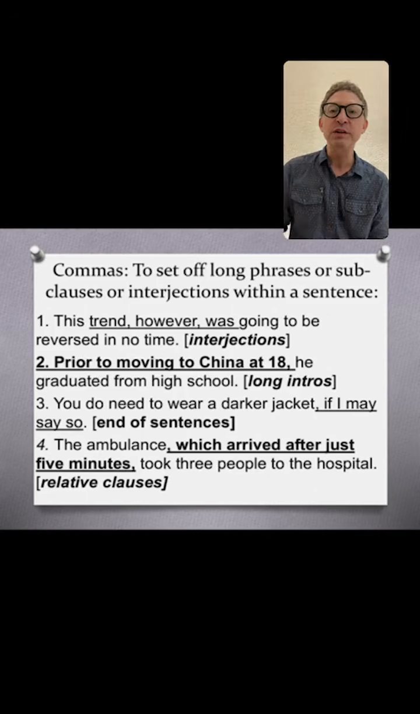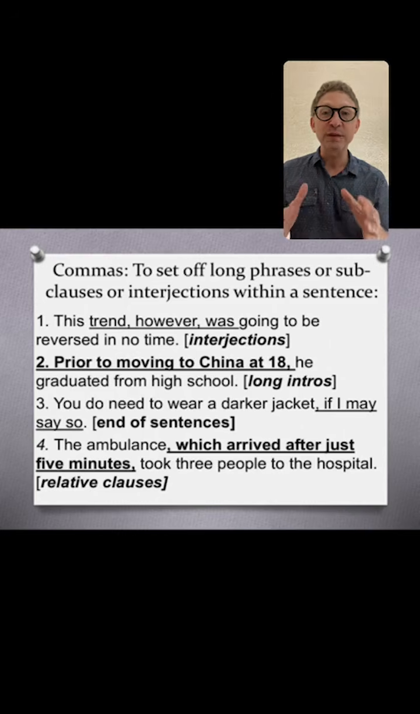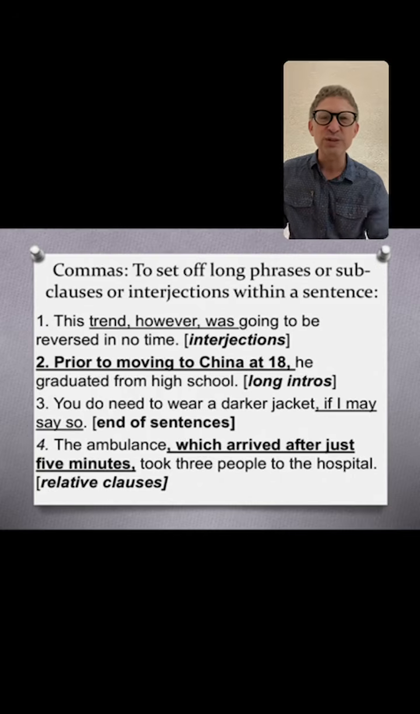Number 4. And here's where we have relative clauses. This is information that's not essential for the sentence, but it's optional, but it also helps fill in more detail. I'm going to only read the core sentence, the independent clause. "The ambulance took 3 people to the hospital." That's the sentence. Now I'm adding some extra information, which I can easily take out, but I'm adding it, so I put commas. "The ambulance, which arrived after just 5 minutes, took 3 people to the hospital."